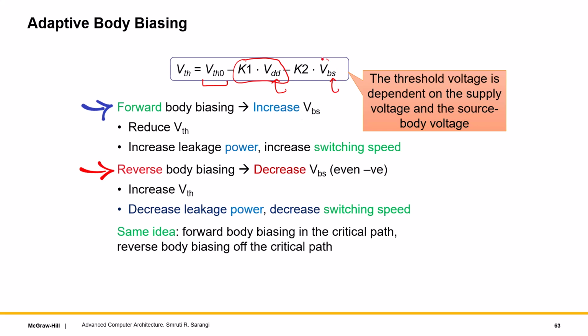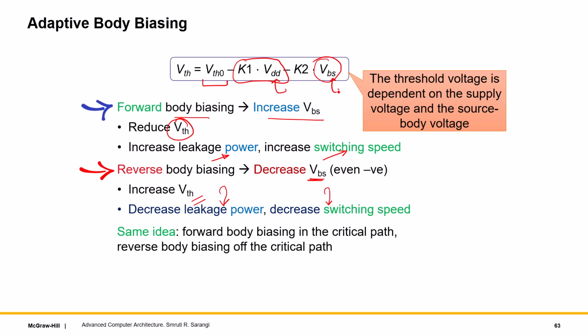Similarly, if I tinker with this body voltage, I can also lower or increase or decrease my threshold voltage, which will give me a performance benefit, or take you in the reverse direction where it will make the transistor slower but more power efficient. So forward body biasing is when we increase VBS, this will reduce VTH. Needless to say, it will increase performance but also increase leakage power. Similarly, if we do reverse body biasing, which is decrease VBS, it will increase the threshold voltage, but it will reduce the leakage power, reduce the switching speed.